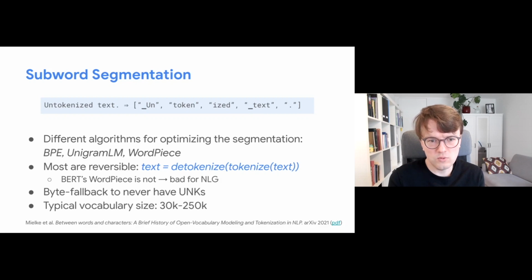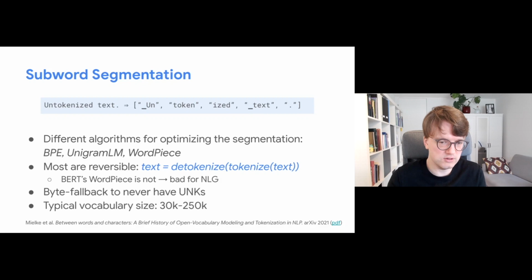And one case where this does not hold is BERT's WordPiece vocabulary. So BERT loses some information on whether a certain punctuation should contain a space before it, which doesn't really matter for NLU usually, but if you want to use, for example, the masked language model for NLG, then this becomes a problem. So you might need to create your own vocabulary and rerun the BERT pre-training if you want to use it for NLG effectively.